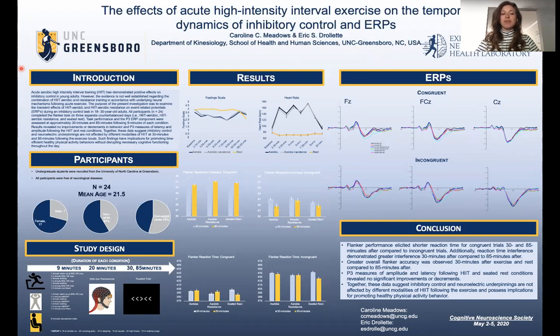So, you've seen in the previous literature that acute aerobic high intensity interval training, or HIIT, has demonstrated positive effects on inhibitory control in young adults. However, when it comes to the practical aspects of HIIT, incorporating both aerobic and aerobic resistance training in accordance with the underlying neural mechanisms, the evidence is not well established.